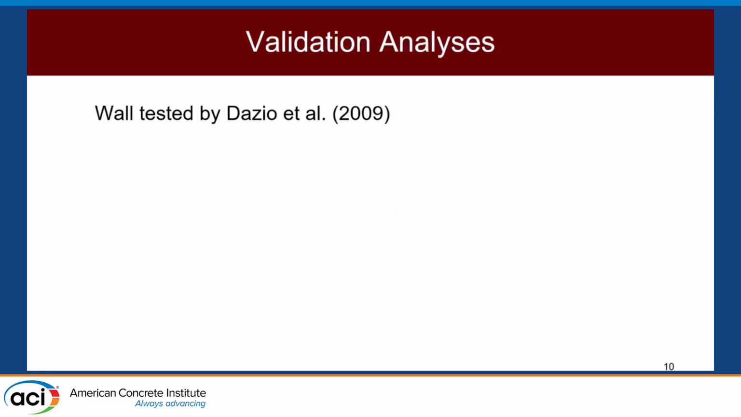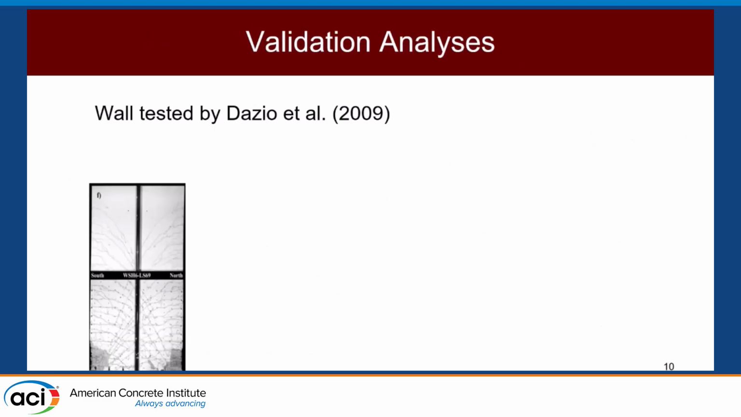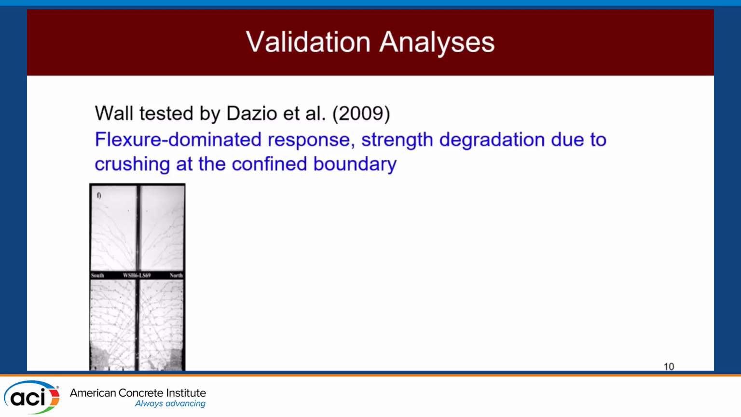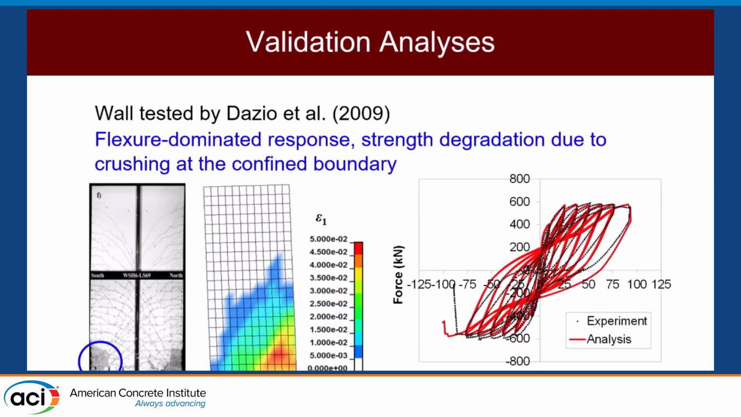So here are some examples of the validation analysis of the beam-truss model being used. This is a flexurally dominated response with strength degradation due to crushing at the confined boundaries. The edges of these walls typically have confined boundary regions with a lot of shear steel at those end regions, and normally a lot of flexural steel as well. You can see this wall is failing by crushing at the confined boundary region. This is how our model predicted the specimen would fail, which you can see is a very good capture of that crushing component, which can often not be captured in other models.